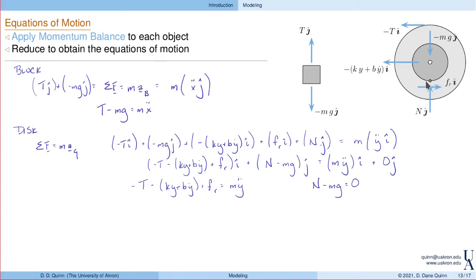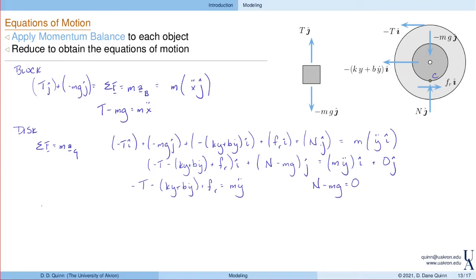The other option I have is taking moments about the contact point. This was point C. Because it's rolling without slip, we can apply angular momentum balance about that point. The advantage here is that it eliminates this friction force directly. It also eliminates the normal and the weight as well, just leaving the force due to the spring and damper, or I should say the moment due to the spring and damper, and the moment due to the tension.